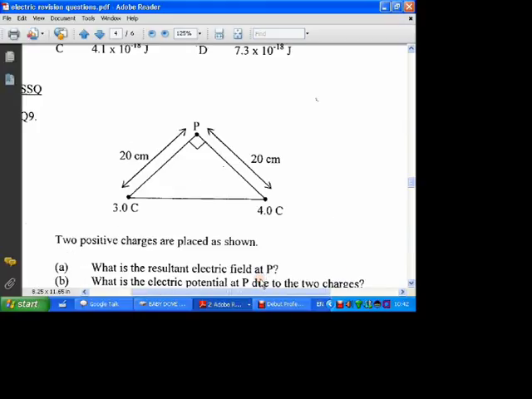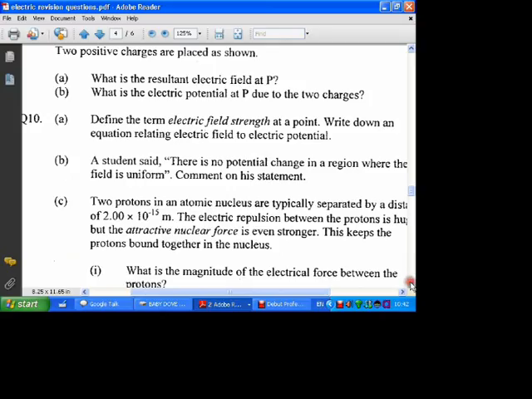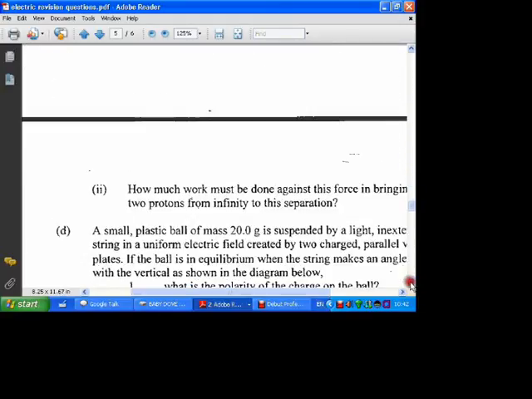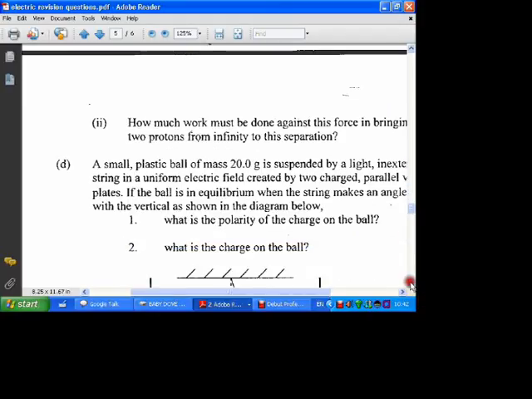Okay, these parts are not related at all. And it can happen in A levels, whereby the questions are not related at all. Also, there's a possibility. So be careful. Look at part D, not related at all.